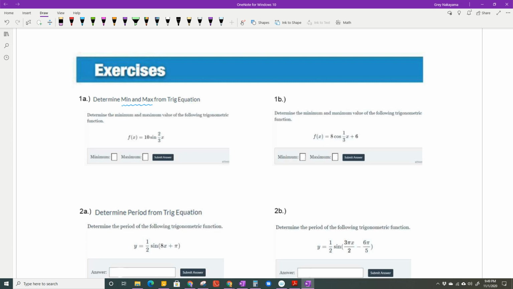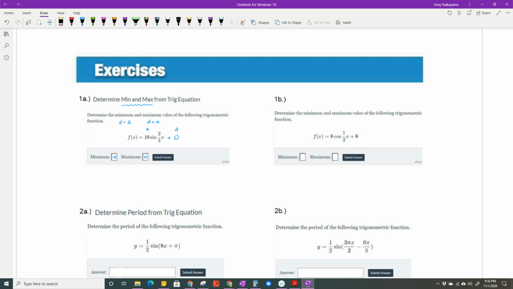Okay, so the first thing we're doing is determining the max and min from a trig equation. What you need to remember is that when you're looking at an equation, your minimum is always going to be d minus a, and your max is going to be d plus a. So the number in front of your trig function, if I have f of x equals 10 sine 2/3 x, the number in front is your a value, and I don't have anything here. So since I don't have anything here, my d is going to be 0 in this case. So if that is the case, that means your minimum is going to be minus 10 and your max is going to be plus 10.